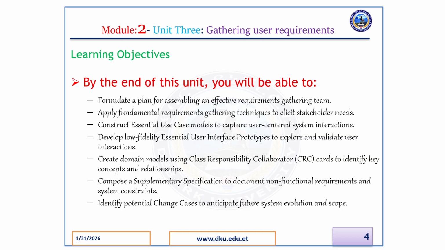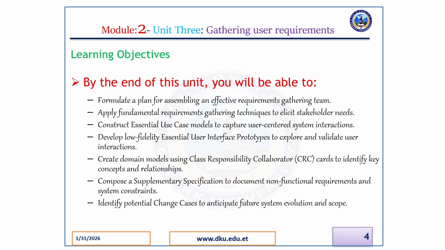So let's start with the learning objectives. By the end of this unit, you will be able to: 1. Formulate a plan for assembling an effective requirement gathering team. 2. Apply fundamental requirements gathering techniques to elicit stakeholder needs. 3. Construct essential use case models to capture user-centered system interactions. And the other objective here is to deploy low-fidelity essential user interface prototypes to explore and validate user interactions.